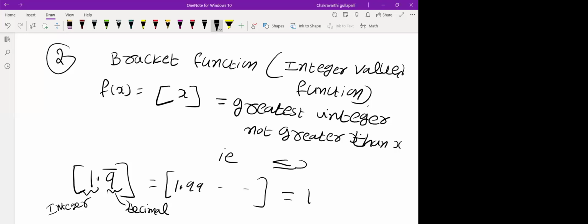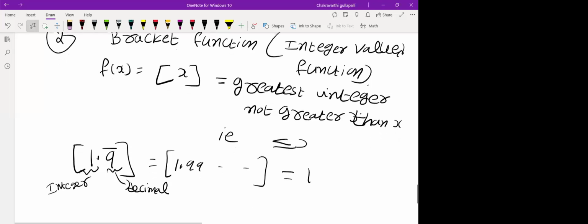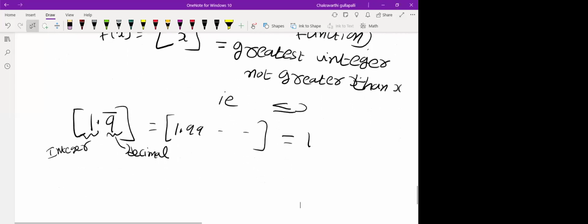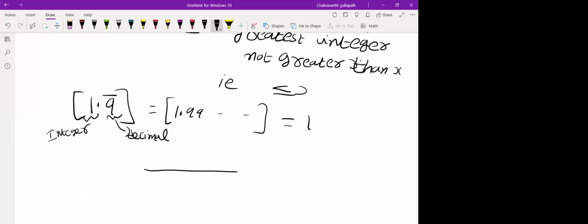What is the integer? 1. So box of 1.9 bar is nothing but 1. We want to follow the basic definition, so let us see whether we get the same answer or not. The earlier one is the shortcut. According to the original method, this is 0, this is 1, this is 2. 1.9 bar means 1.9999, that means very close to 2. Then according to the definition, what is box 1.9 bar?